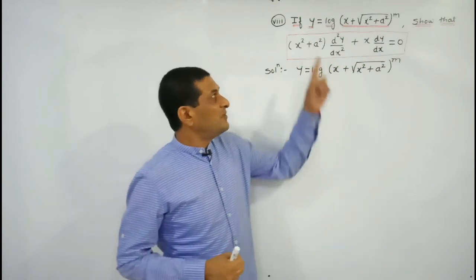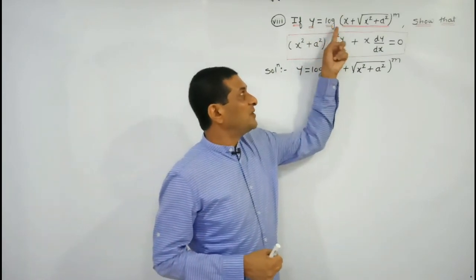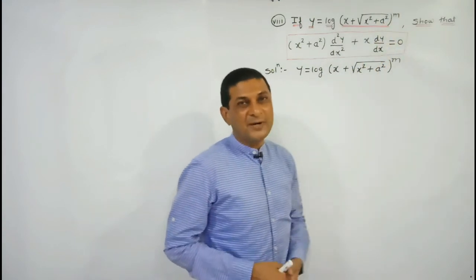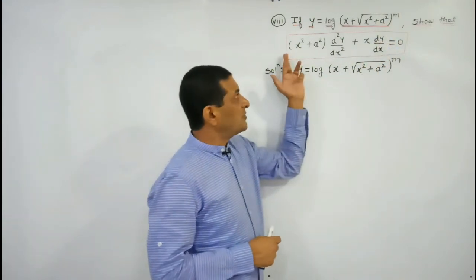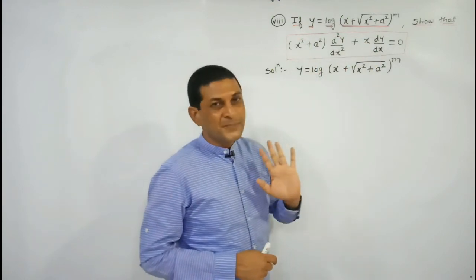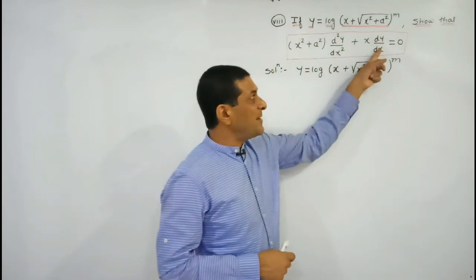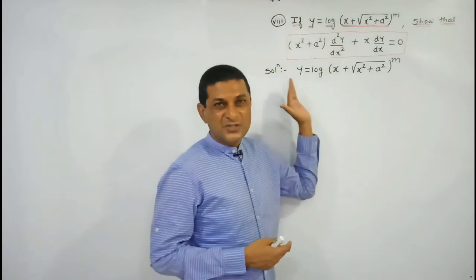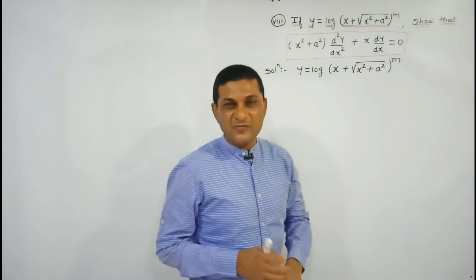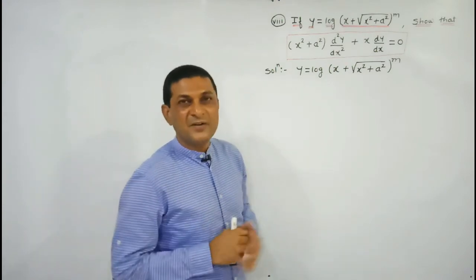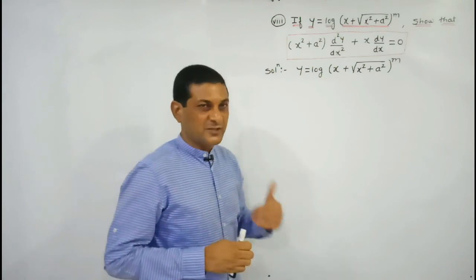See, in this example, one function is given to us, y is equal to log of x plus under root x square plus a square raised to power m, and we have to show that value of this expression will be equal to 0. If we observe this expression, we will require the value of dy by dx and d2y upon dx square, and once these values are known to us, using those we will try to show that value of this expression will be equal to what? 0. So first we are differentiating this function with respect to x.